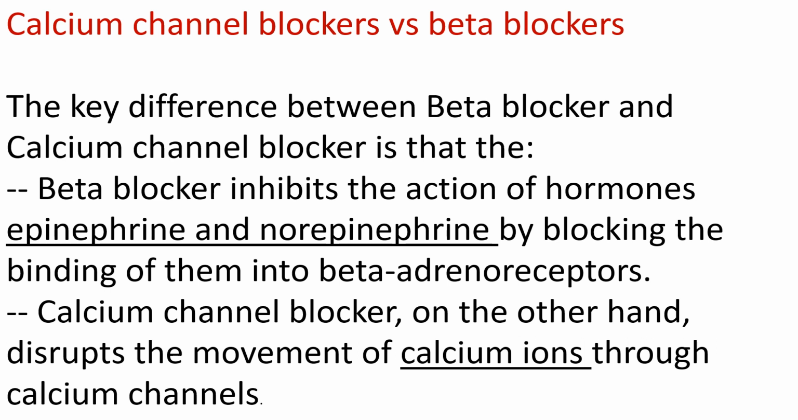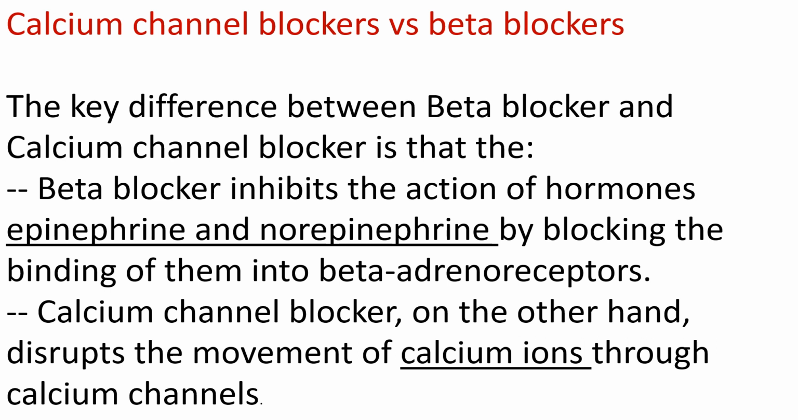If we try to think in our mind what is the major difference between calcium channel blocker and beta blocker, the key difference is that beta blockers inhibit the action of the hormones epinephrine and norepinephrine by blocking the binding of these hormones to beta adrenoceptors. Now, as you all know, what are beta receptors? Beta receptors are receptors located on the cells which are innervated by the sympathetic nervous system, and we have three types of beta receptors: beta 1, beta 2, and beta 3. Beta 1 is in the heart, beta 2 is in the lungs, and beta 3 in adipose tissue.